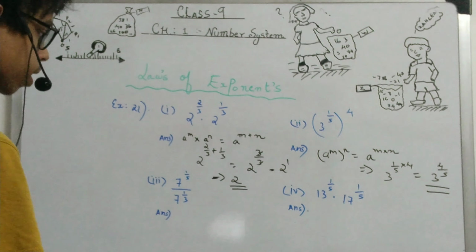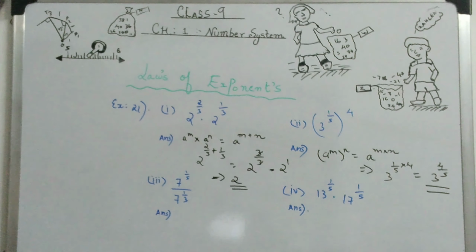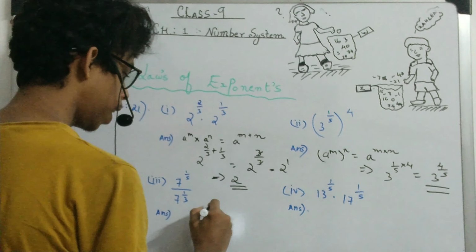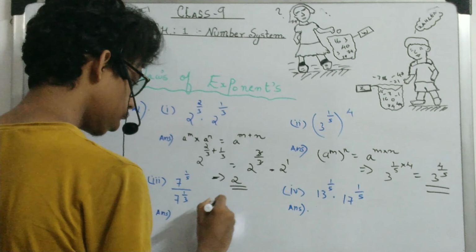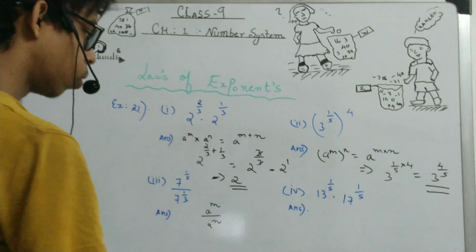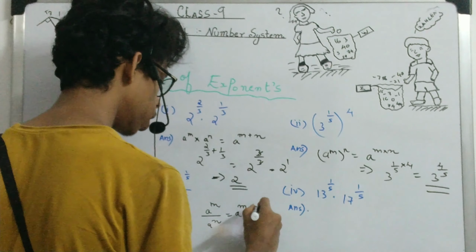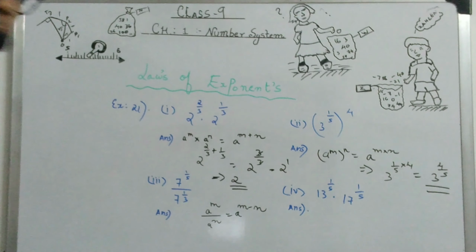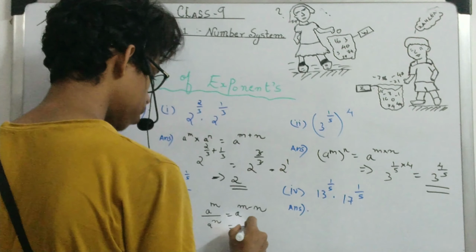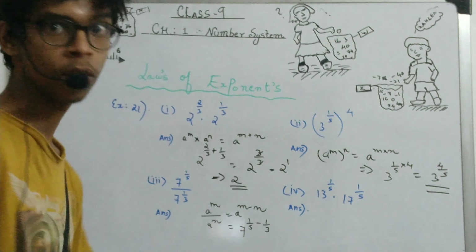Now, the third question is 7 raised to 1 by 5 divided by 7 raised to 1 by 3. Here we can see something is dividing. So this is your identity, a raised to m divided by a raised to n. The bases are the same. We know a raised to m by a raised to n is equal to a raised to m minus n. So we can write this as 7 raised to 1 by 5 minus 1 by 3.